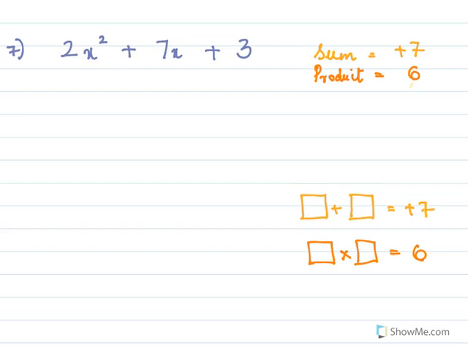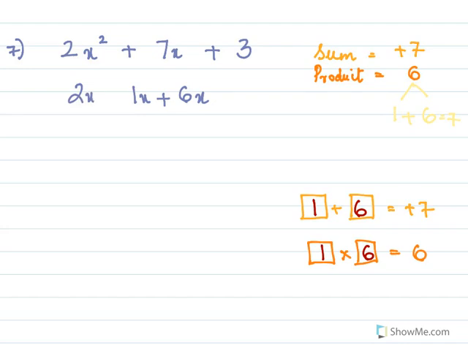And now you know the factors of 6. Factors of 6: 1 into 6 is 6. When you add 1 and 6, you get 7. So 1 and 6, you add to get 7, and when you multiply 1 and 6, you get 6. So the 7x will now be split into two numbers, that is 1x and 6x. The 7x we split into 1x plus 6x.